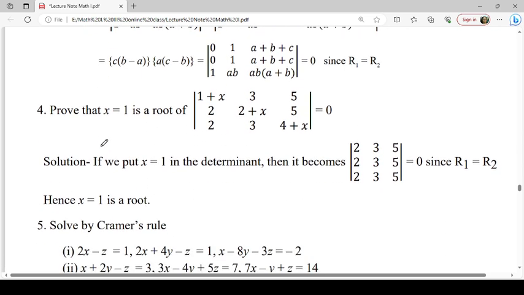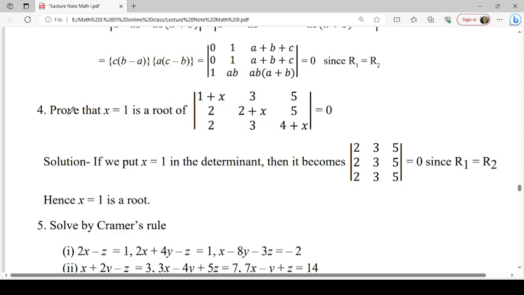Then this problem says prove that x equal to 1 is a root of this. So this is an equation, because it can be expanded and we will have some value. x is a variable here. So for an equation, the value which is satisfied by x means what? It will make the value 0. So that value of x is the root.